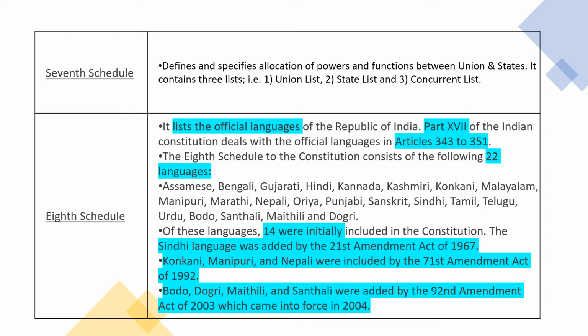Of these languages, 14 were initially included in the Constitution. The Sindhi language was added by the 21st Amendment Act of 1967. Konkani, Manipuri, and Nepali were included by the 71st Amendment Act of 1992. Bodo, Dogri, Maithili, and Santali were added by the 92nd Amendment Act of 2003, which came into force in 2004.